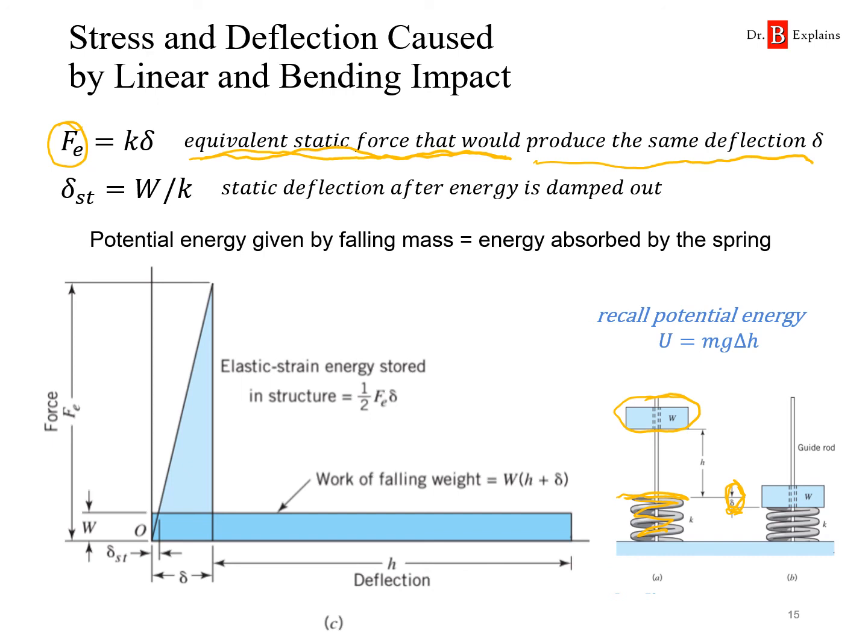Now, one of the quantities that we're going to work with is delta St. What is delta St? This is the static deflection after the energy is dumped out. So if I have this weight and I let it drop, it's going to bounce, bounce, bounce. Eventually it's going to stabilize. And that static deflection is going to be a lot less than this delta. It is how much the spring would deflect if I just let the mass lie on top of the spring and give it all the time in the world to equilibrate.